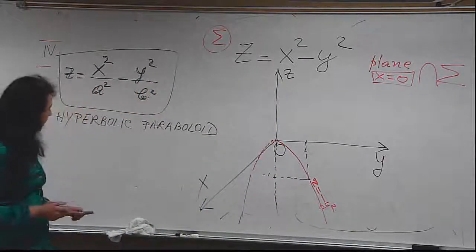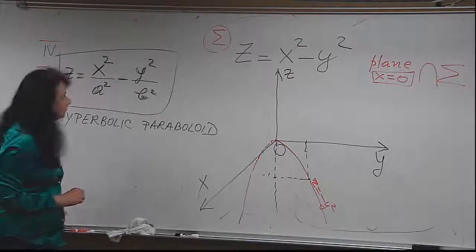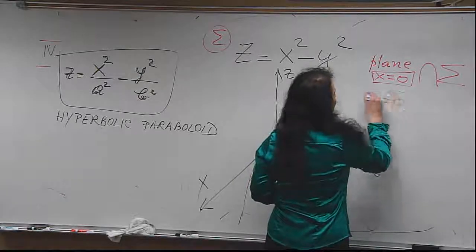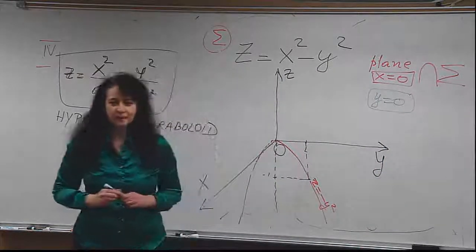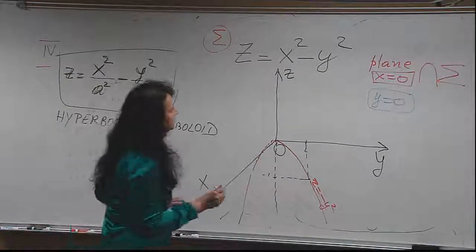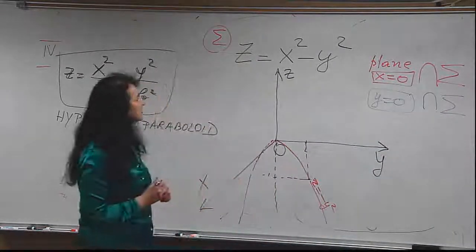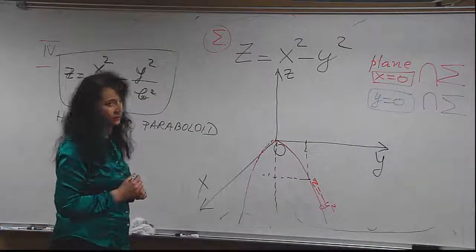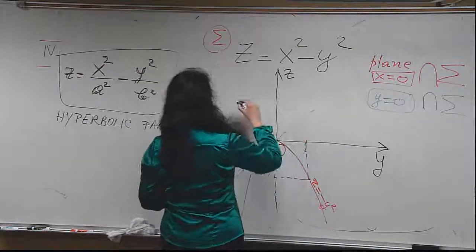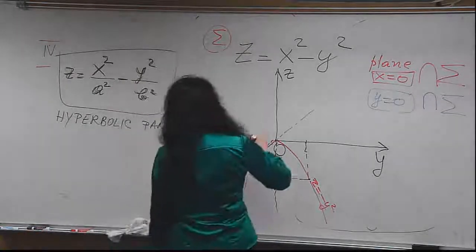And how about I take y equals 0? I say I want y to be equal to 0 to make my life easier. No, to get a cross intersection between the plane y equals 0 and the surface sigma. What do I get? Another conic. What conic? z equals x squared. Now, wish me luck, okay? All right.